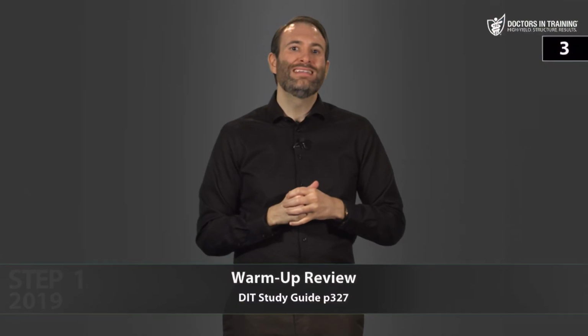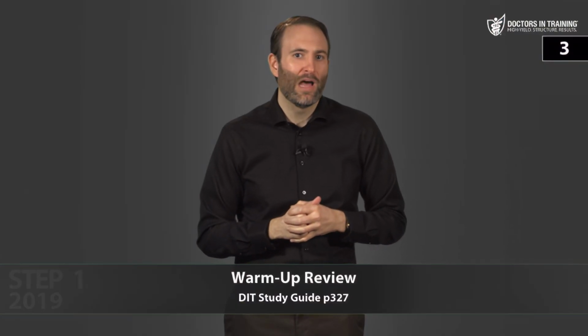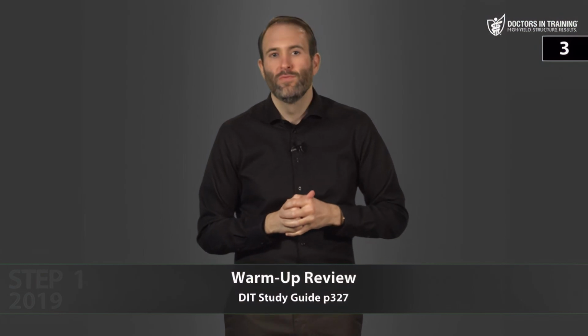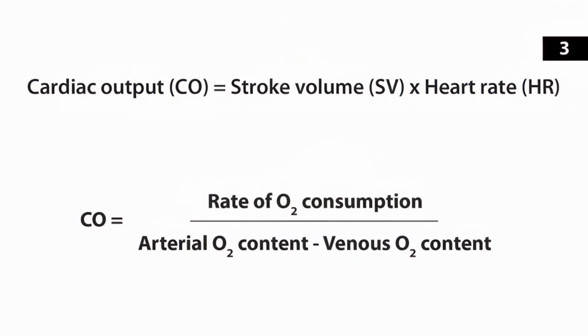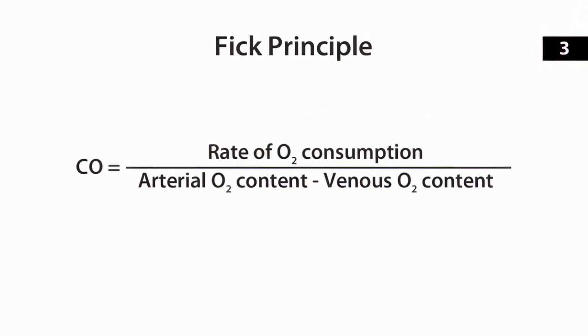Next, what is the basic equation for cardiac output? What is the Fick principle? So cardiac output equals heart rate times stroke volume. And then what is that Fick principle? So the Fick principle says that your cardiac output is equal to the rate of oxygen consumption divided by the difference between your arterial and venous O2 content.